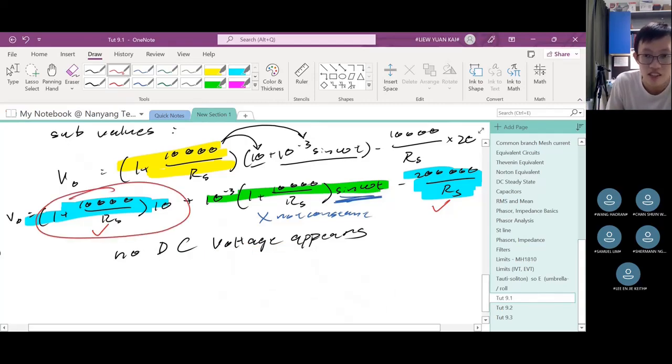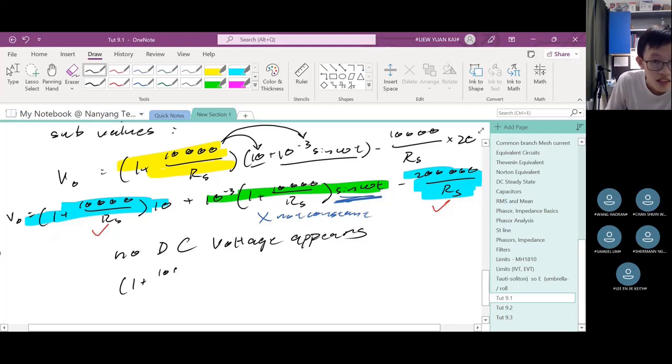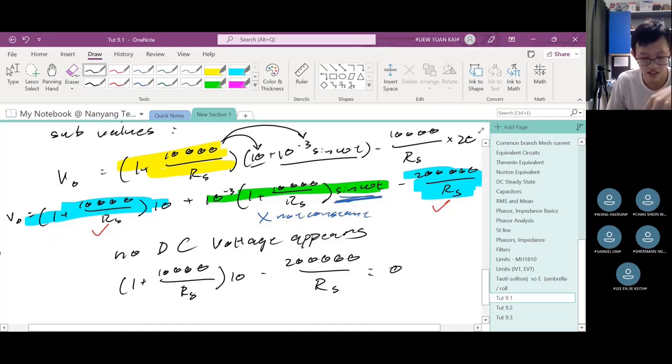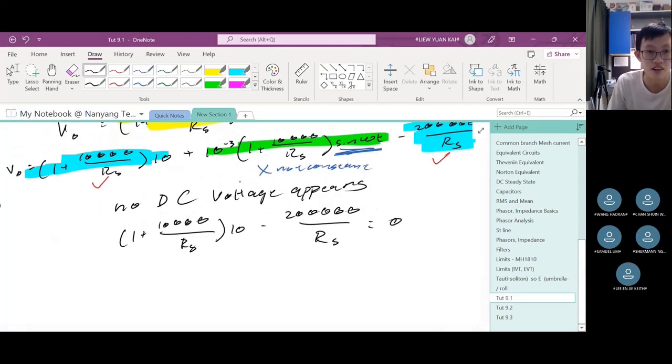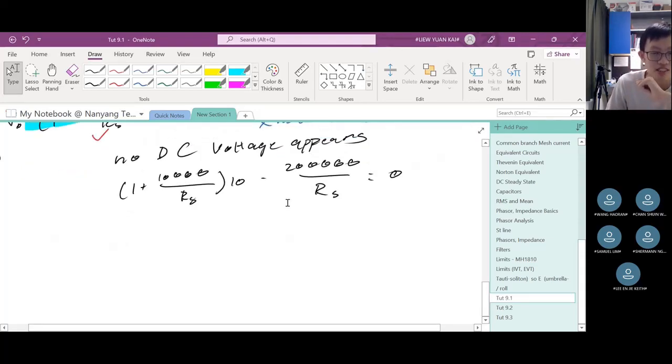Take the terms that we know are constant, this one and this one, then equate them to 0, because no DC voltage appeared. No means 0, right? So let us just collect those terms. So 1 plus 10,000 over RS times 10 minus 200,000 over RS equals 0. See the constant terms, which is the DC voltage, because they don't want any DC voltage, we just equate them to 0. Now we can solve for RS that satisfies this condition.